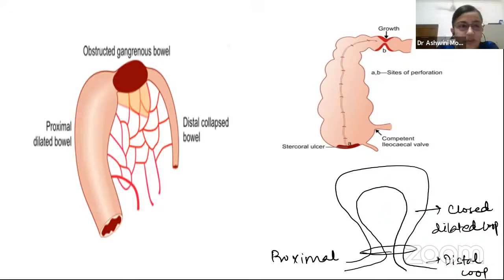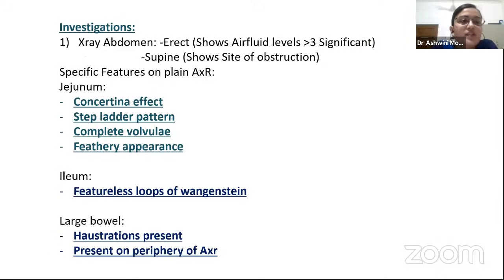After that, we will go to the investigations. What are the general investigations we will need when we are suspecting an obstruction? First of all, the basic investigation will be the X-ray abdomen. The erect posture and supine posture are both important. In erect posture, we will be able to see multiple air fluid levels. If there are more than 3, then it will be significant.